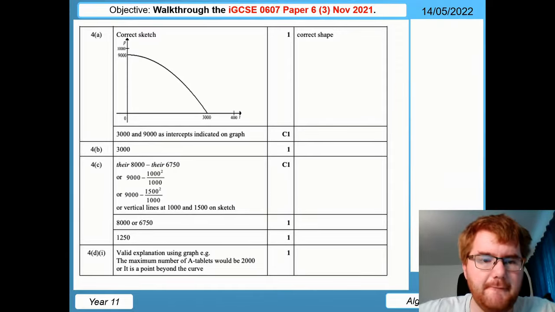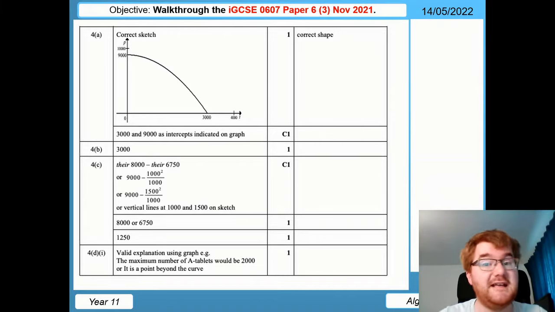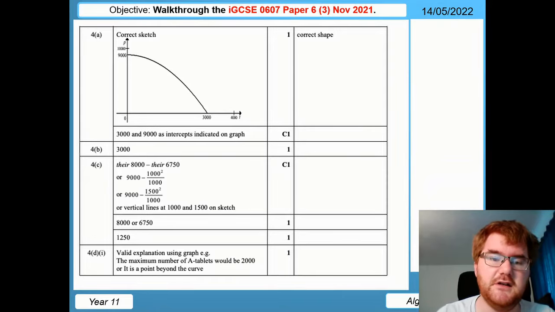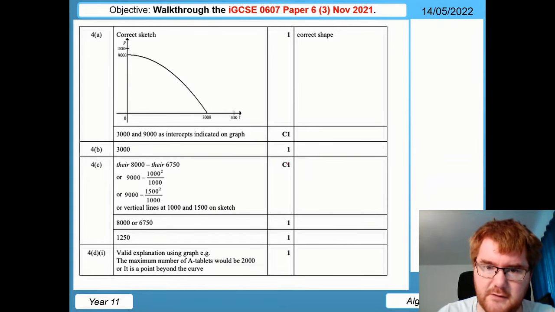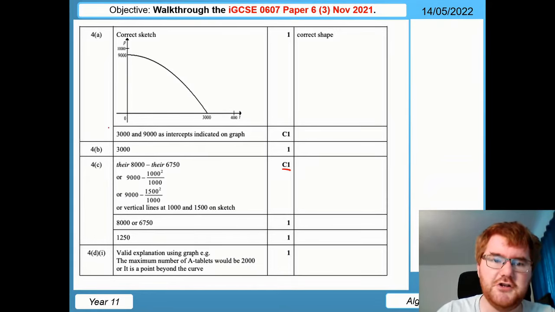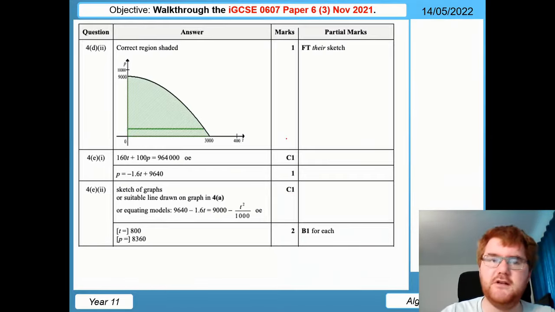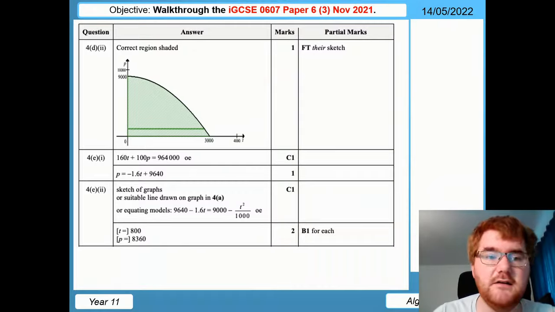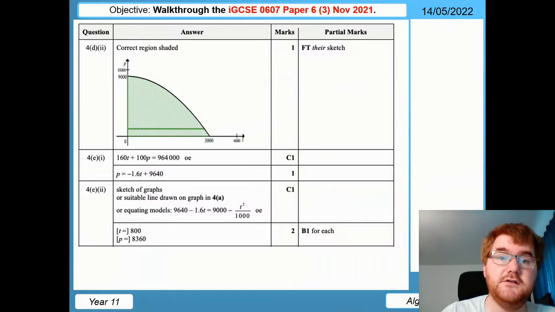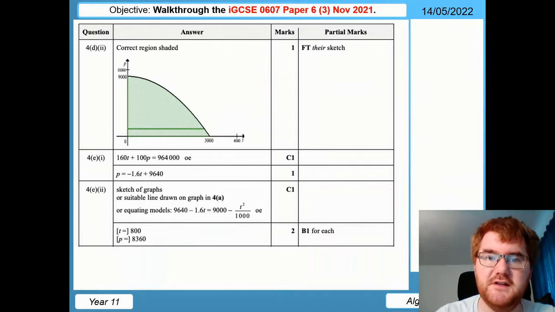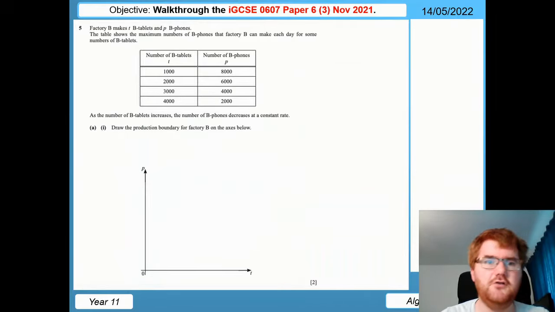So this is question 4, and this is where I'm picking up those communication marks, which are really, really important. So showing your working in 4C, for example, gives you that C1 mark. Showing those intercepts that I mentioned right at the start gives you that method mark as well. So really do be thorough in exactly how you're getting those marks. That's going to be really, really important to achieving full marks on this paper. Right, on to question 5.